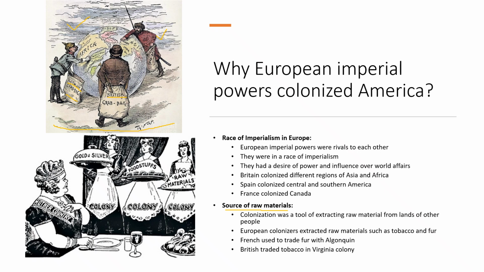Here you can see a very interesting representation of this greed of the imperial powers of Europe. Here this is the mother country, and these are the colonies settled by the mother countries, and the colonies are giving raw materials, foodstuffs and gold and silver to the mother country. This was another reason behind the colonization of America, because these European imperial powers wanted raw materials from these colonies.